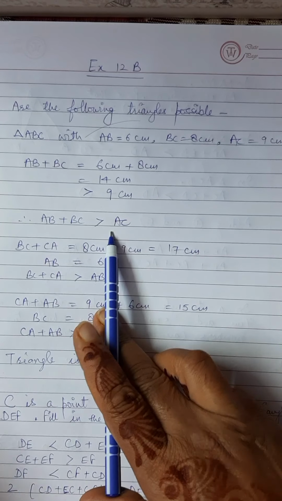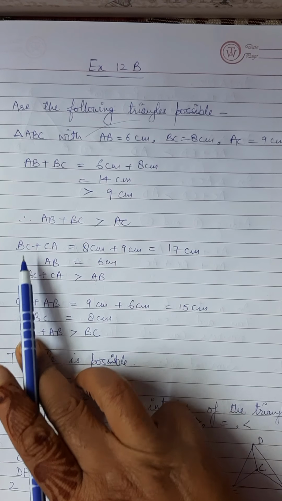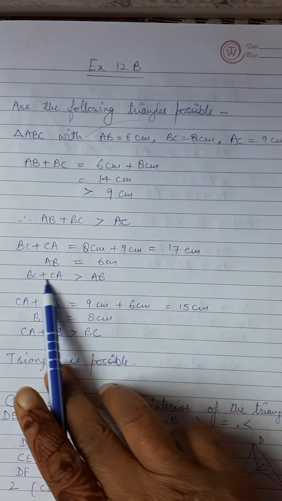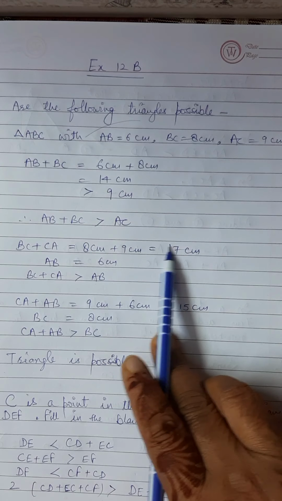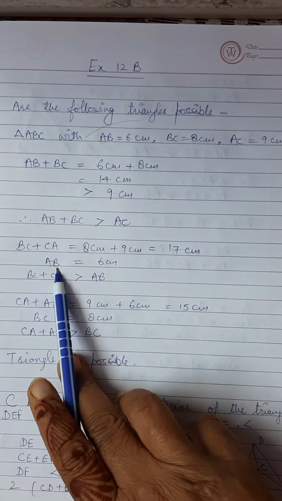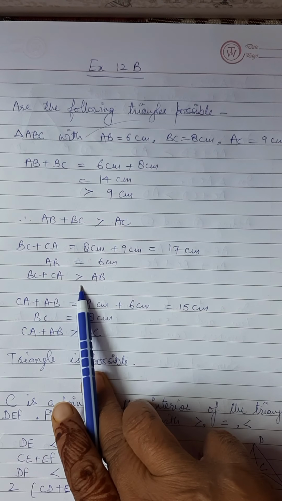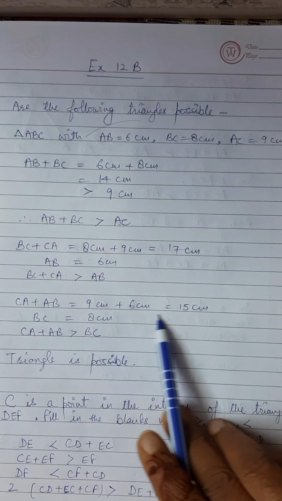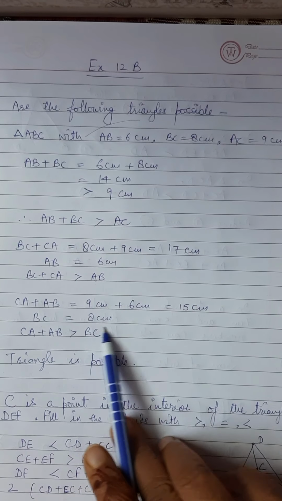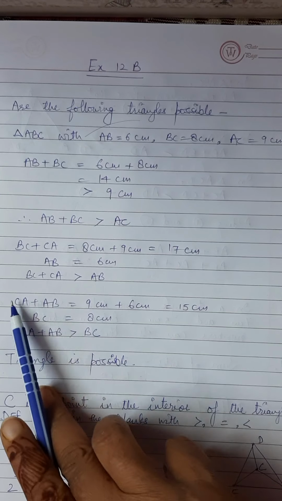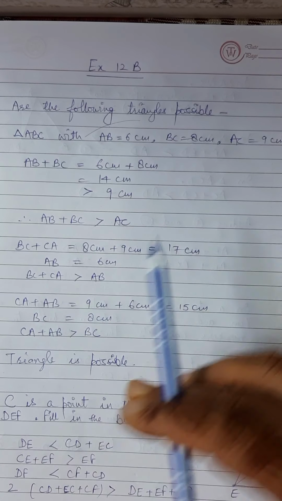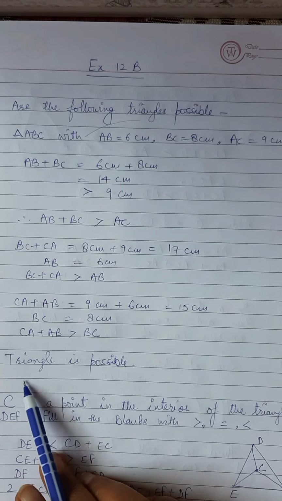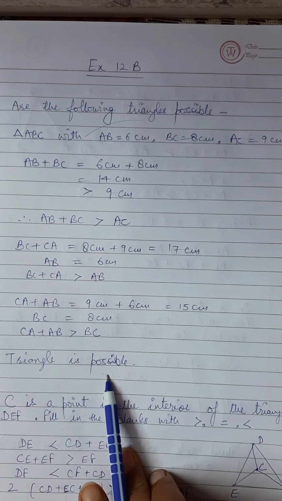So here you can see that AB plus BC is greater than AC. First condition solved. Now for the second one, BC plus CA is 8 plus 9, that is 17 centimeter, and AB is given as 6 centimeter. So the sum of these two is greater than AB. Second condition fulfilled. Now for the third one, CA plus AB is 9 plus 6, that is 15, and BC is 8. So the sum of these two is greater than BC. So we proved all three conditions, and the formation of the triangle is possible.